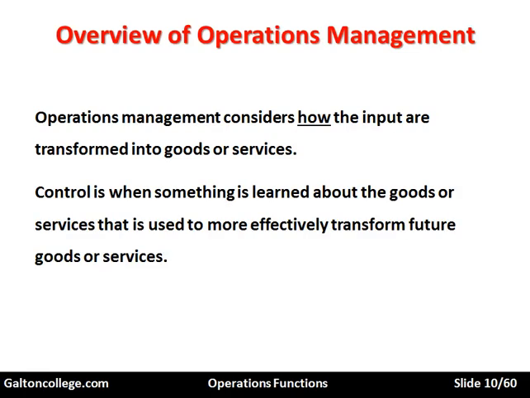Control is when something is learned about the goods or services and is used to more effectively transform future goods and services. So in the control process, the business is learning by mistakes, it's learning by issues that arise, and it's tweaking its own processes so as to become more efficient. So the organization is a learning institution. It's learning from what it's doing. It's learning from its experiences and becoming more efficient as time goes by.